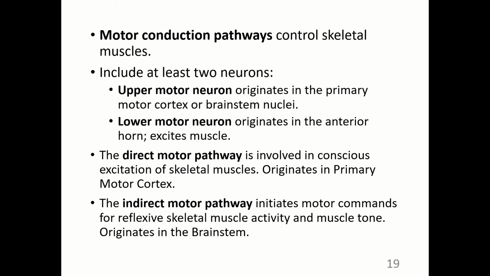There are two motor pathways, the direct and indirect. The direct motor pathway is involved in conscious excitation of skeletal muscles. This originates in the primary motor cortex. It's very quick. The indirect motor pathway initiates motor commands for reflexive skeletal muscle activity and muscle tone. It originates in the brainstem, particularly that reticular formation we mentioned in the previous chapter.